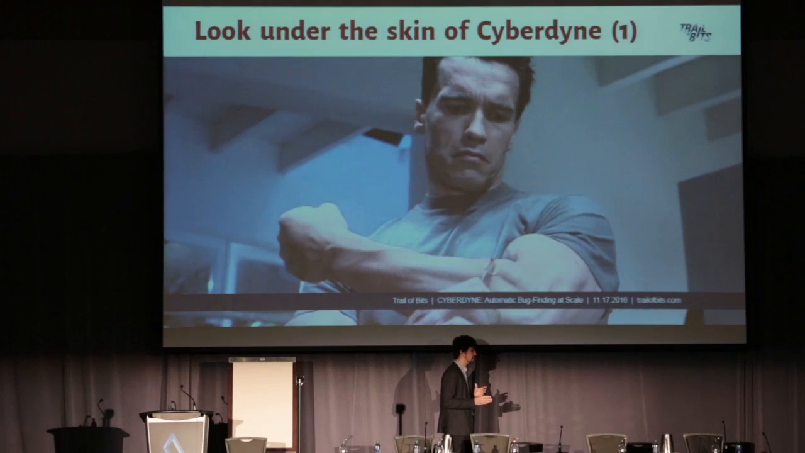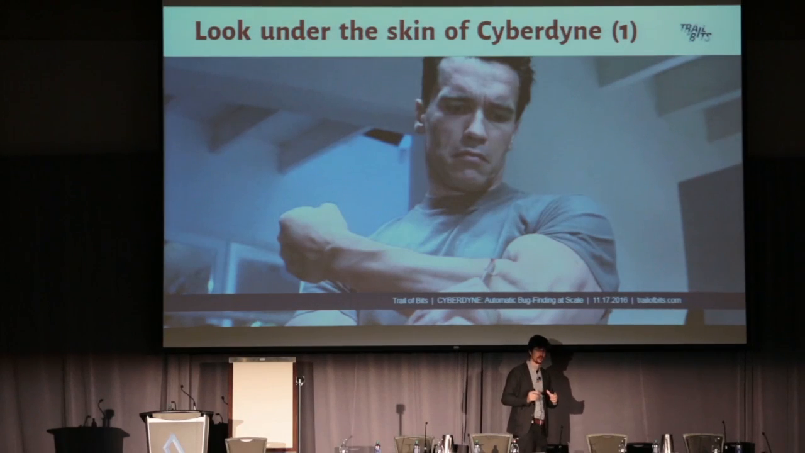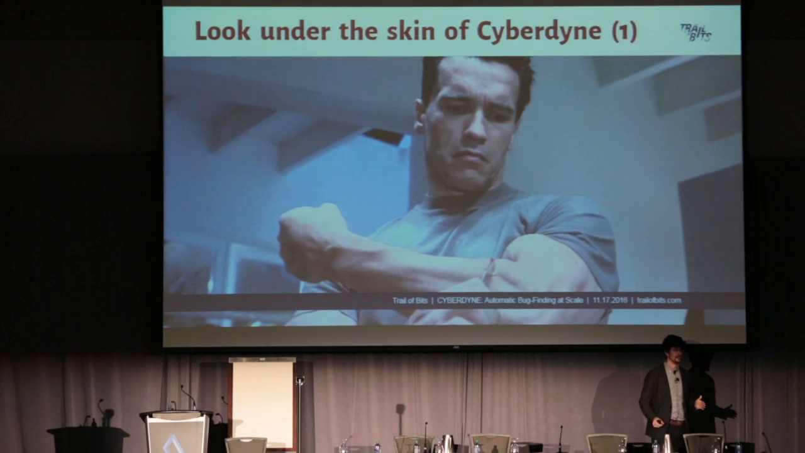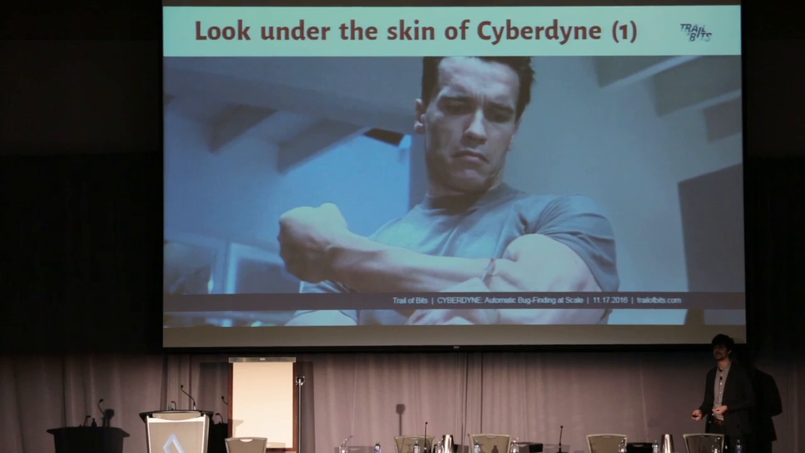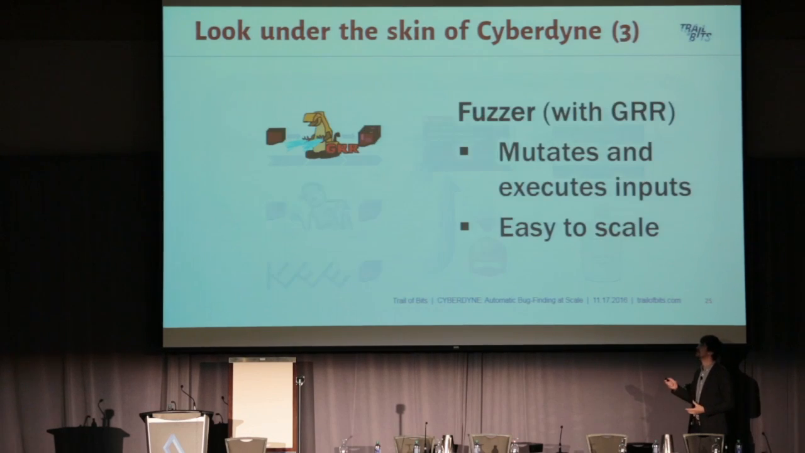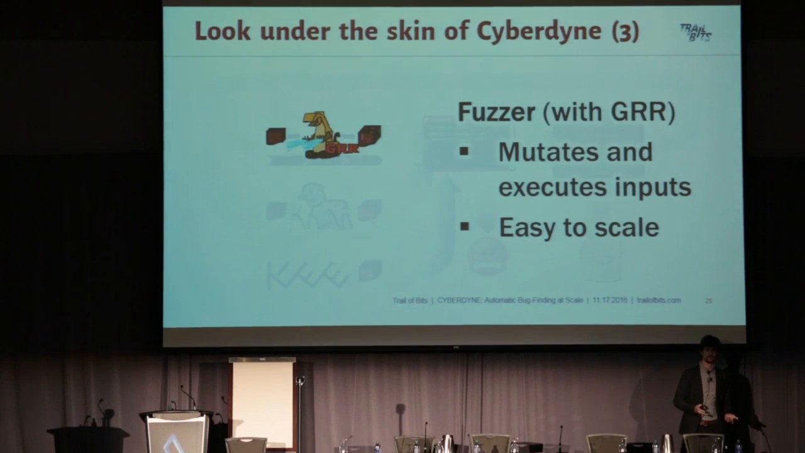So let's see how we took this simple coverage-guided fuzzing architecture and started extending it. Let's look under the skin of Cyberdyne. This is our layout now. We've got the fuzzer. It's called GRR. This is an open source tool. You can find it at github.com/trailofbits/GRR. Not to be confused with Google Rapid Response.